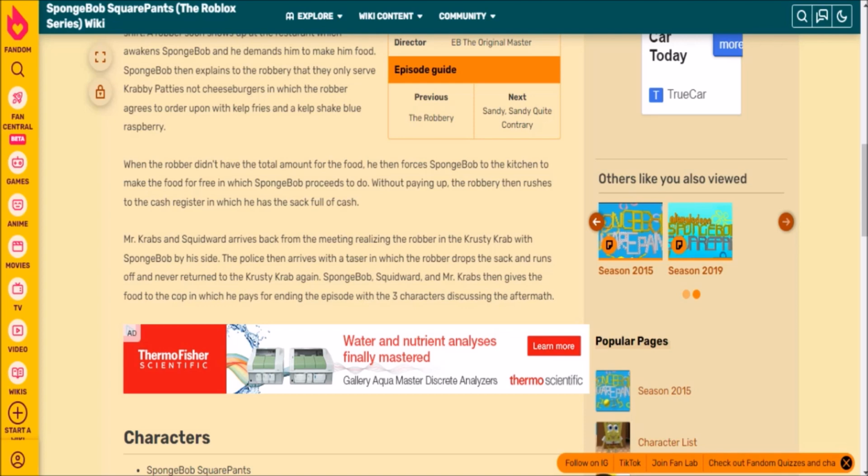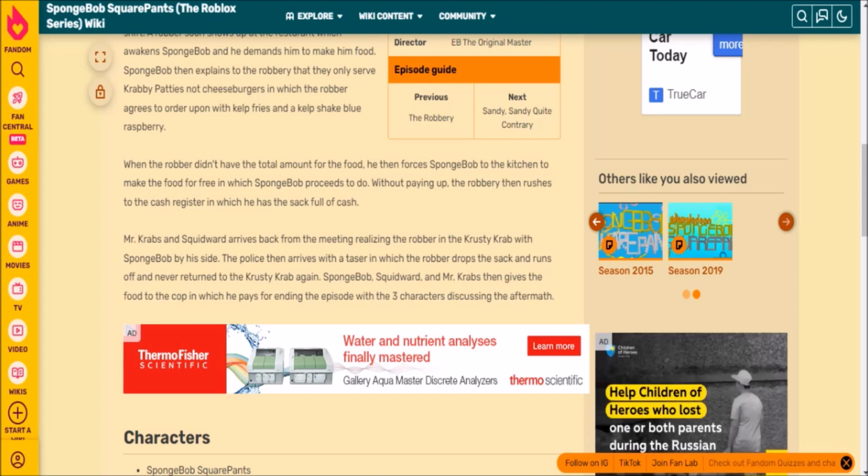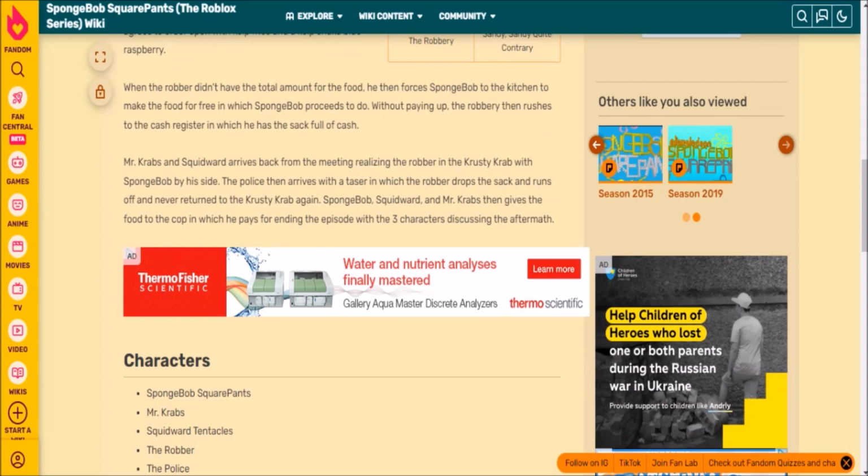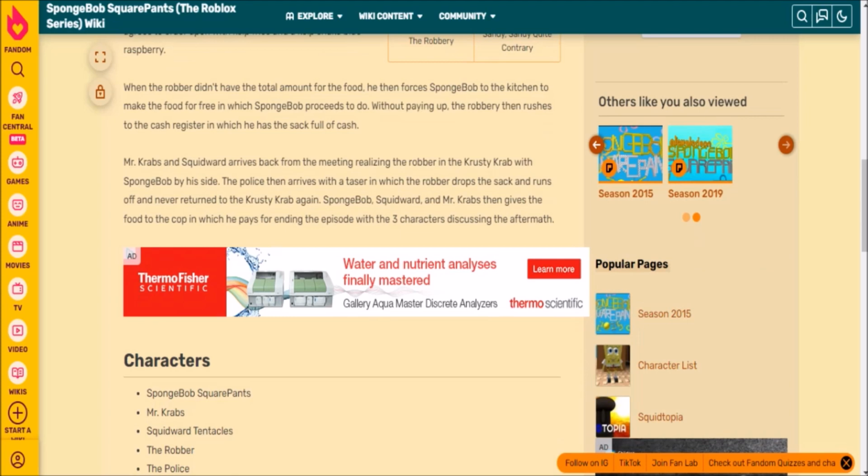Without paying up, the robber then rushes to the cash register, in which he has the sack full of cash. Mr. Krabs and Squidward arrive back, realizing the robber is in the Krusty Krab, with SpongeBob by his side. The police then arrive with a taser, in which the robber drops the sack and runs off, and never returned to the Krusty Krab again. SpongeBob, Squidward, and Mr. Krabs then give the food to the cop, who pays for it, ending the episode with the three characters discussing the aftermath.